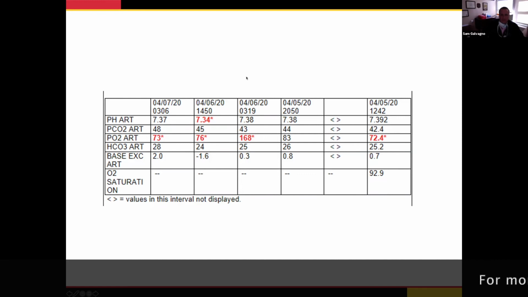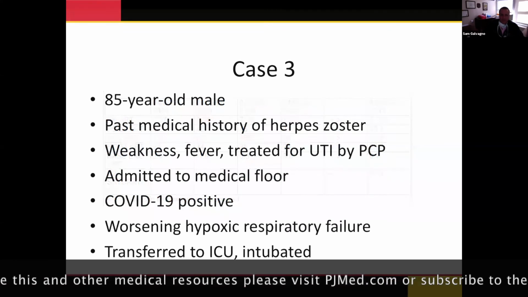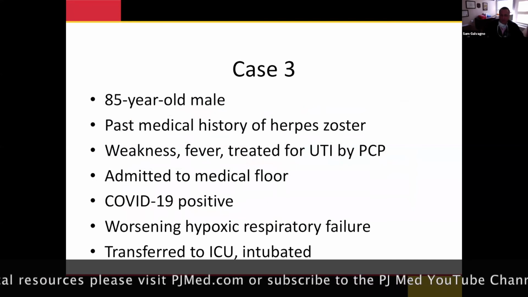I want to show you some of the data that you'll potentially get with some of these patients, and you'll get really good at tracking this and writing it down. All right, one more case, and then we'll open it up for some questions.